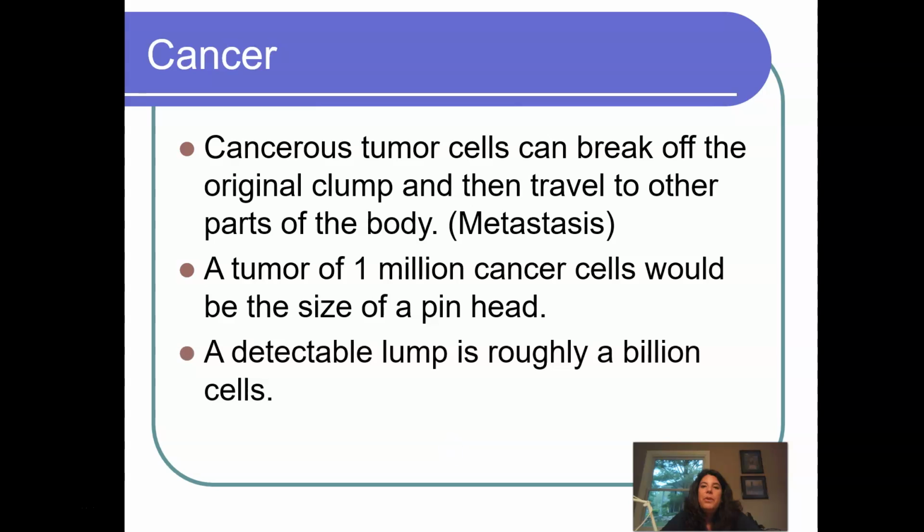Cancer tumors can break off the original clump and then travel to other parts of the body where they continue to reproduce rapidly and reproduce bad cells. This is called metastasis. A tumor of 1 million cancer cells would be about the size of a pinhead. So this is why curing cancer is so difficult, because by the time we even know that it exists, we're talking about it being billions and billions of cells in thickness. And those cells most likely have broken off and traveled to other parts of the body.